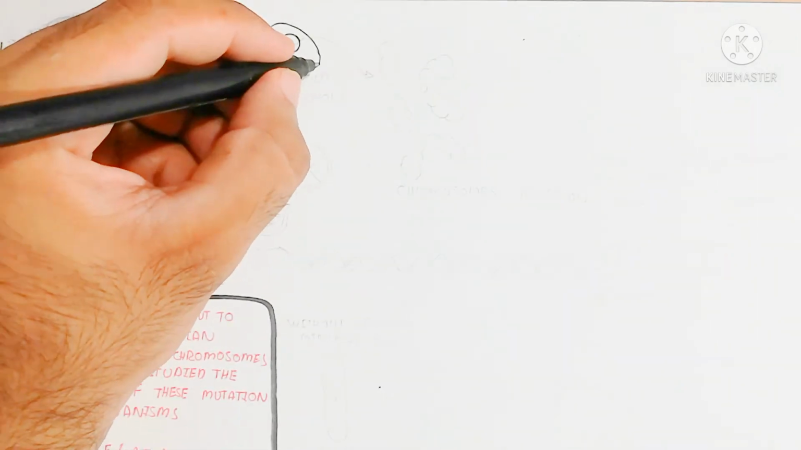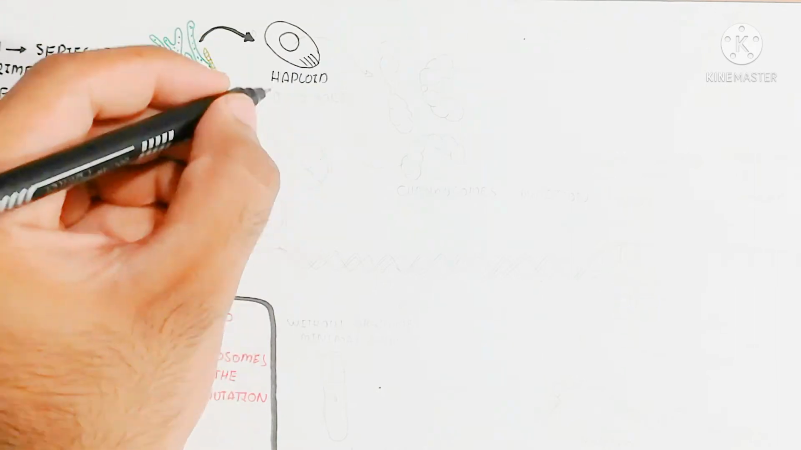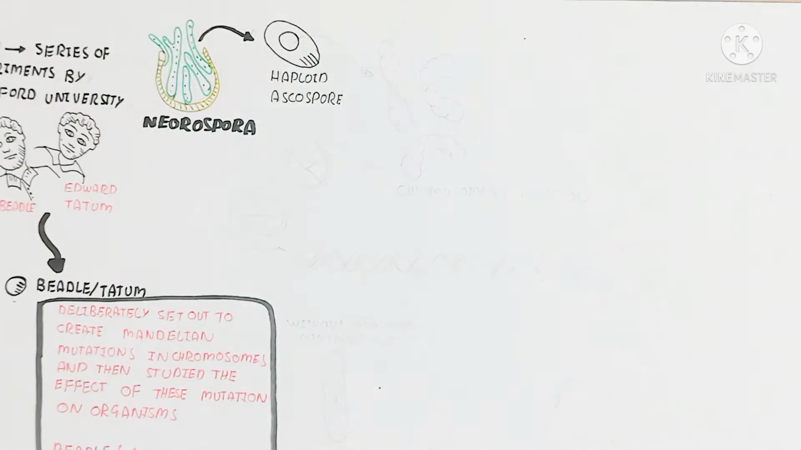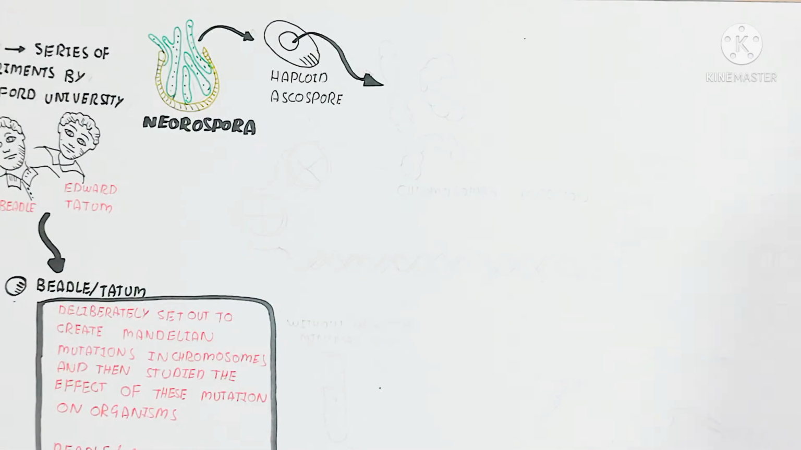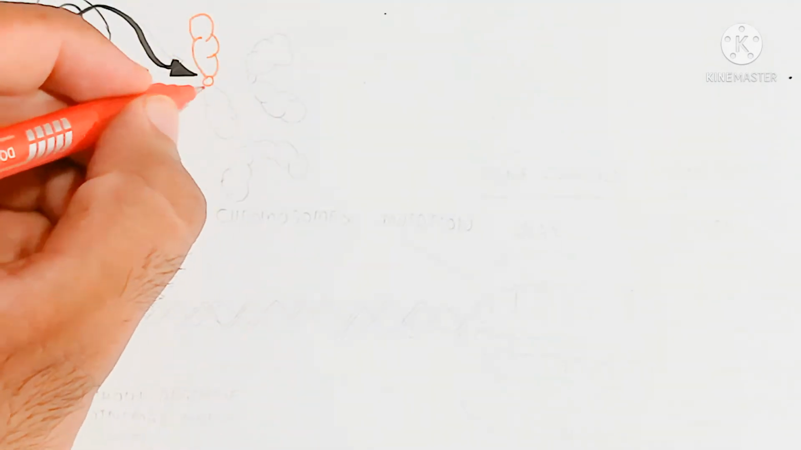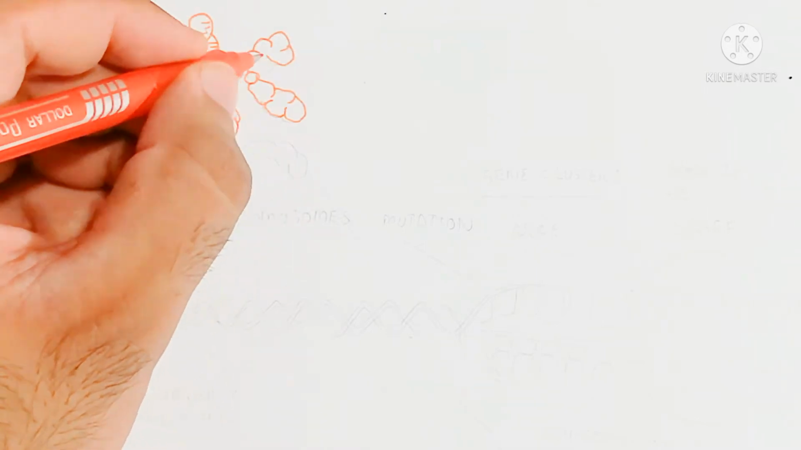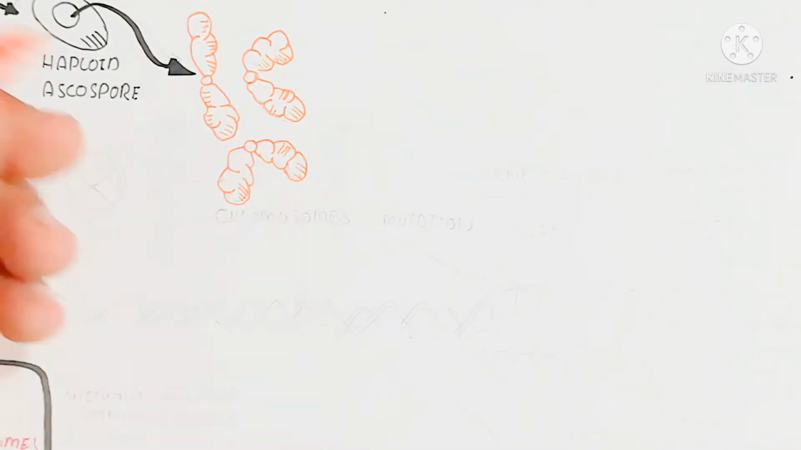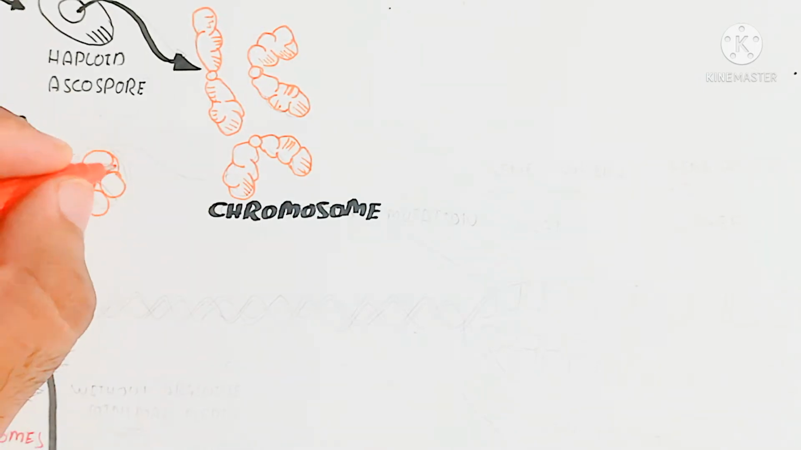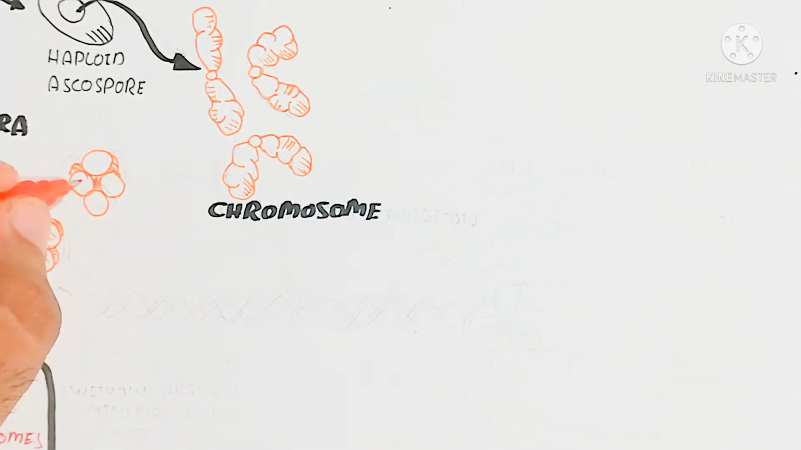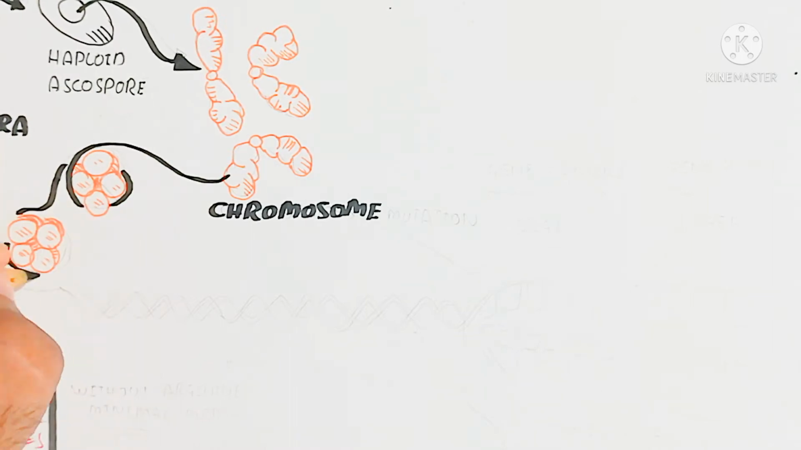So here is the haploid ascospore. This haploid ascospore contains a chromosome. This chromosome will not go into crossing over. That means we are choosing Neurospora for better understanding in the research. Neurospora will not lead to mutation itself, but we will provide the mutation.